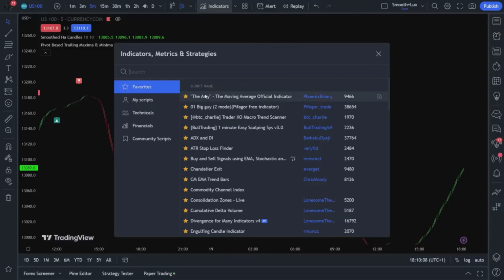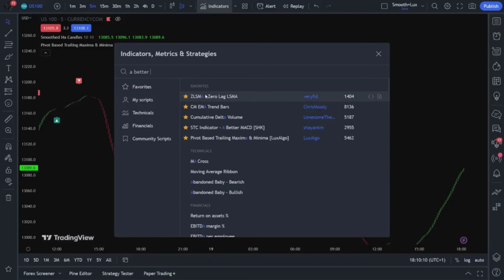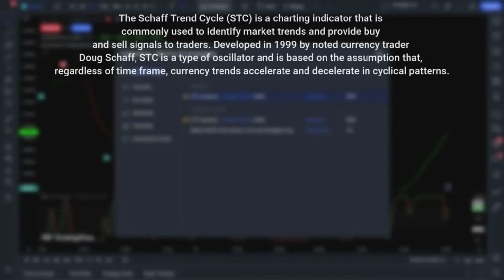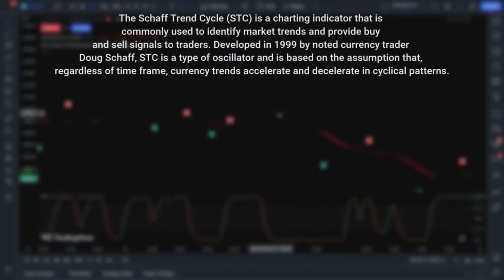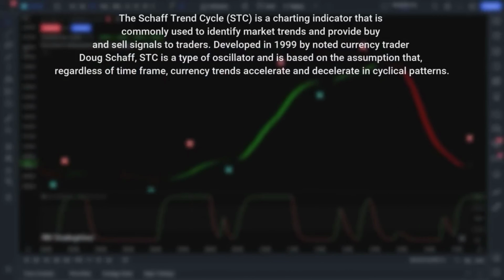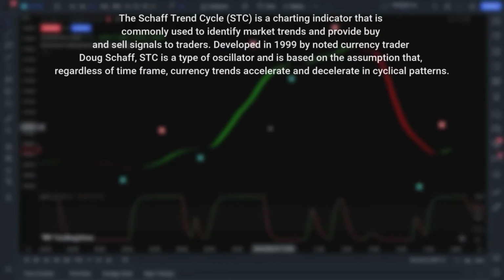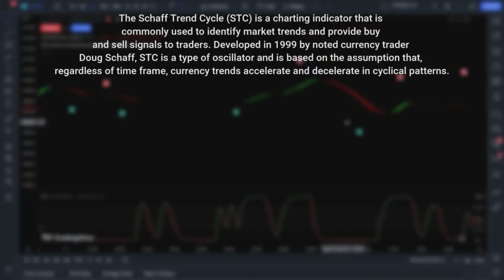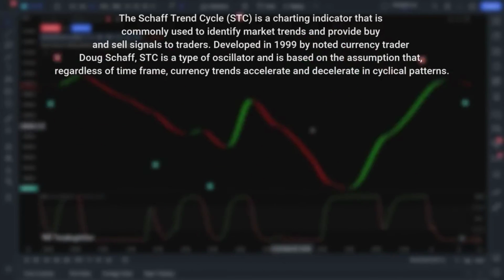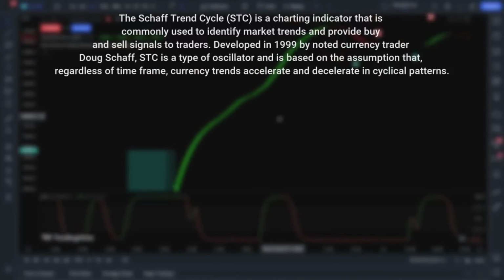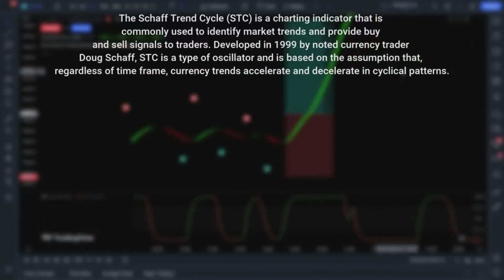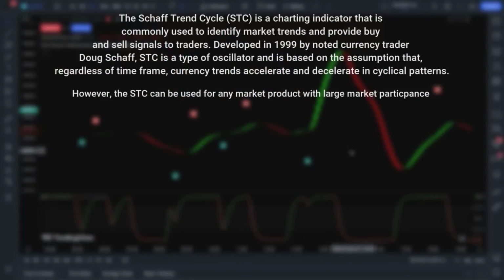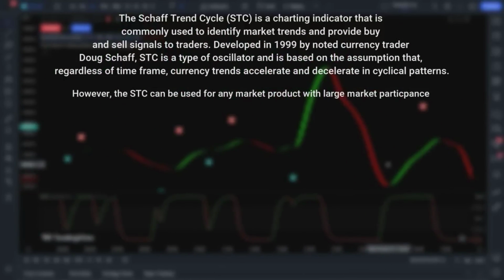To add this to our chart, we want to head over to the Indicators tab and type in a better MACD. Let's choose this one here. The STC is a charting indicator that is commonly used to identify market trends and provide buy and sell signals to traders. Developed in 1999 by noted currency trader Doug Schaff, STC is a type of oscillator and is based on the assumption that, regardless of time frame, currency trends accelerate and decelerate in cyclical patterns. But the indicator also works perfectly well with other market products that aren't forex.